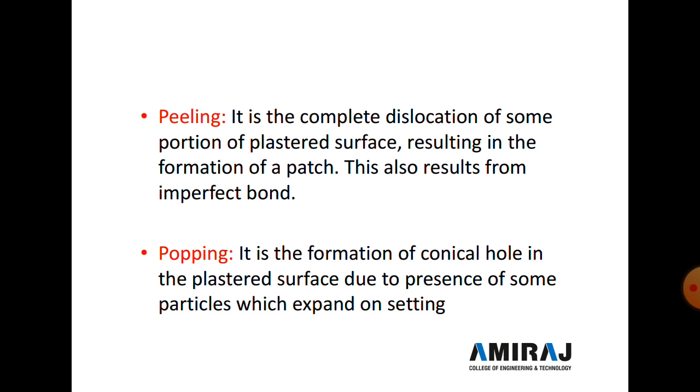Now next is popping. It is the formation of a conical hole in the plaster surface due to the presence of some particle which expands on setting. Now next is rust stain. These sometimes form when the plaster is applied on metal material. So we see rust stain. Now next is uneven surface. This is obtained probably due to poor workmanship. So here an uneven surface is seen in plaster work.